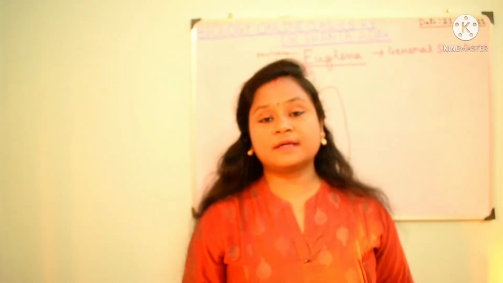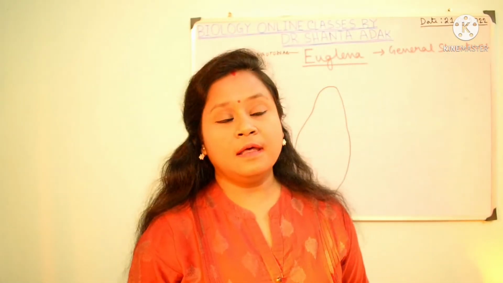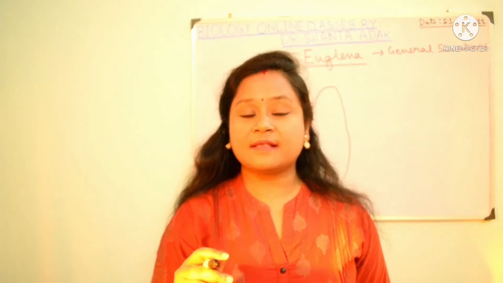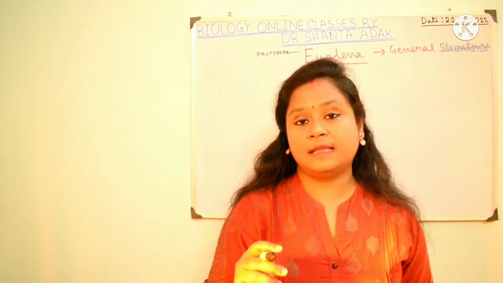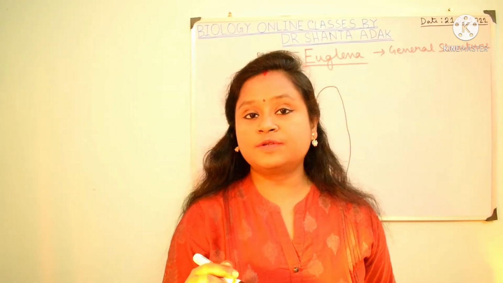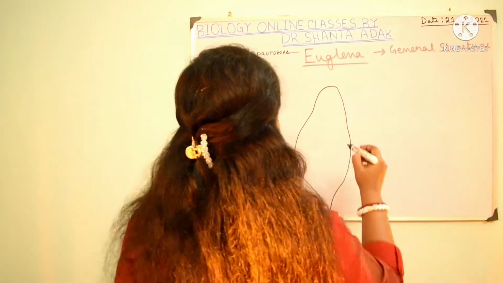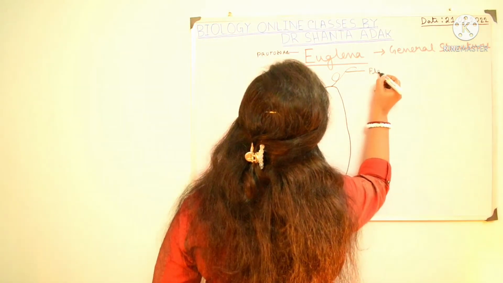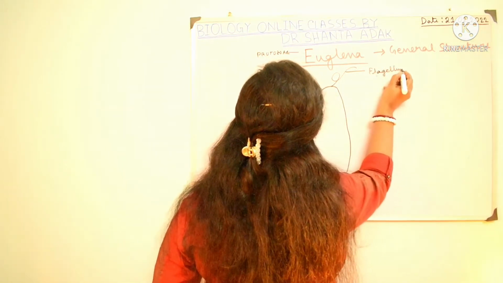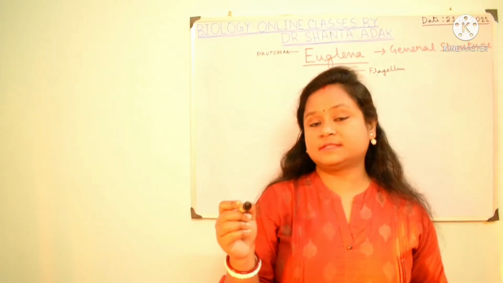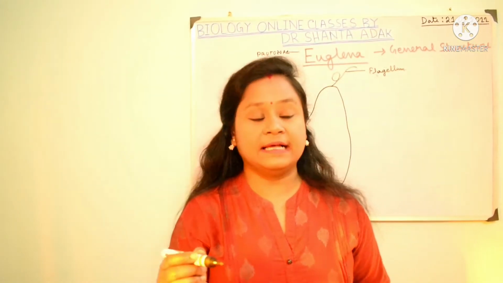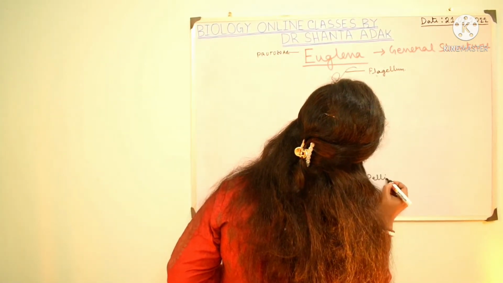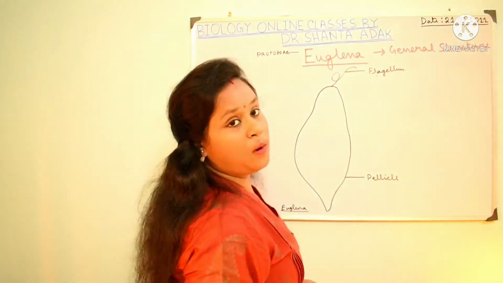The most remarkable feature of Euglena, which you should notice first of all, is the presence of a single flagellum. Flagellum is its locomotory organ. First point of its description will be pellicle. Point number 1, pellicle.